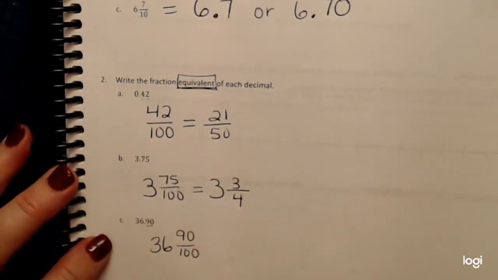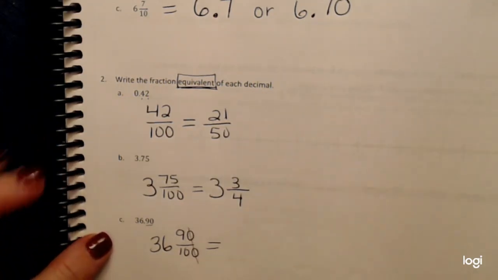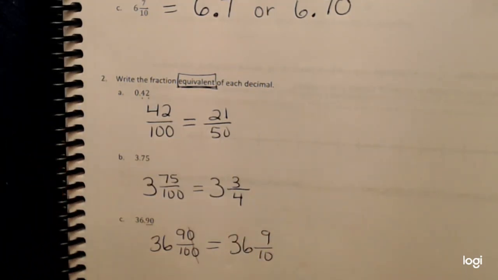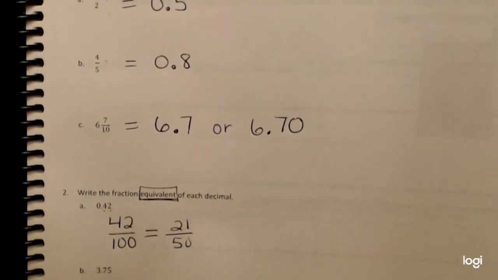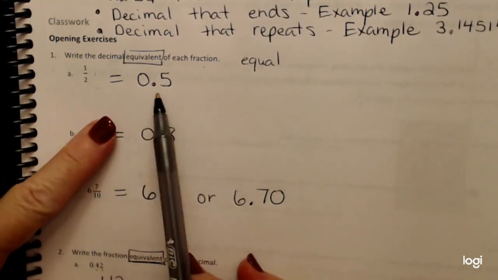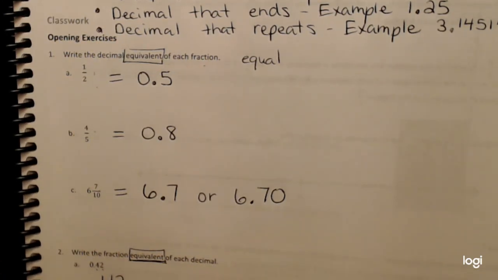I could reduce that, and the easy way to reduce that is to cancel out my zeros here, which would mean I have 36 and 9 tenths. Now, you remember we've been talking about number lines, so we're going to actually take our number lines and we are going to try and use these fractions and decimals on our number lines. Okay, so once you have everything written down, you can go ahead and turn over to the next page.